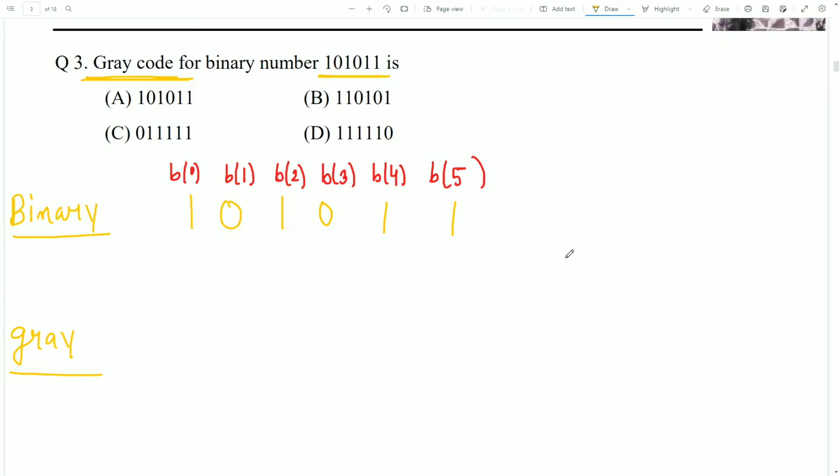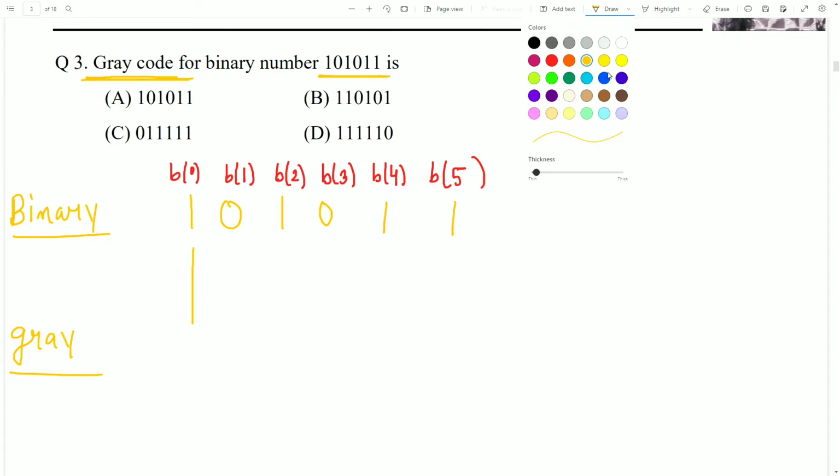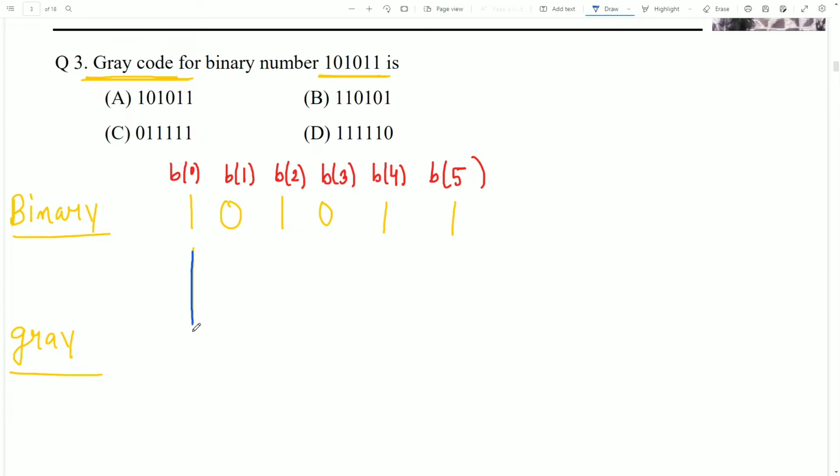So what will be the process? See, the first number is going to be, or I can say that the first number is written as it is, which is your 1.